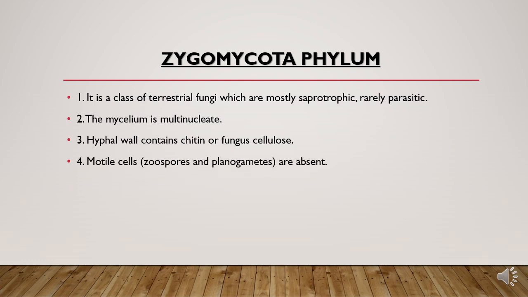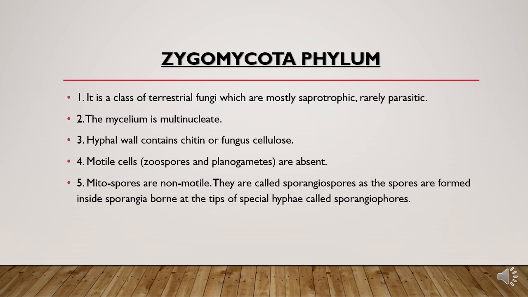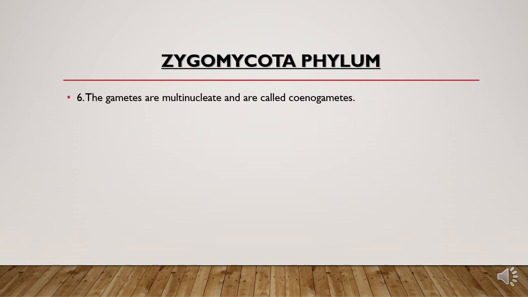Motile cells. So it contains cells which might be motile, but zoospores and planogametes are absent, but it contains mitospores, which are spores formed during reproduction, and the spores are non-motile, but they are called sporangiospores, as the spores are formed inside the sporangia borne at the tip of a special hypha called the sporangiophore. The gametes are multinucleate and are called coenogametes.